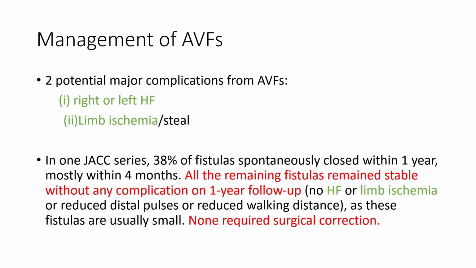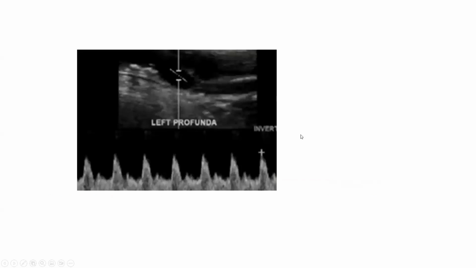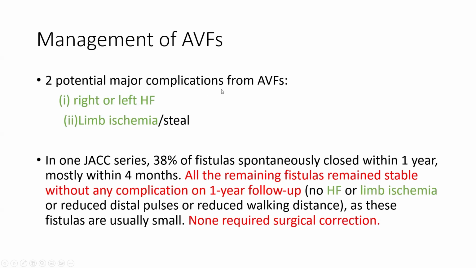How do we manage AV fistula? One, you need to know what the consequences of AV fistula are. AV fistula are different from pseudoaneurysm because it's not an active bleed that can potentially grow. The complications of AV fistula are twofold. Number one, heart failure, whether right or left heart failure, a form of high output heart failure. Number two, limb ischemia, limb steal. And number three, you can also get edema from the increase in venous pressure.